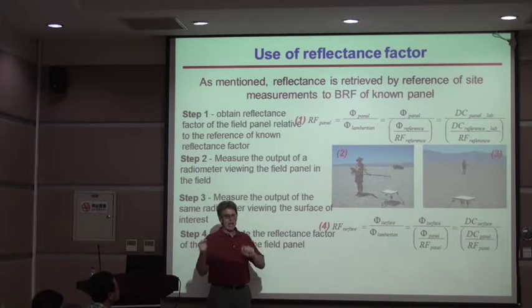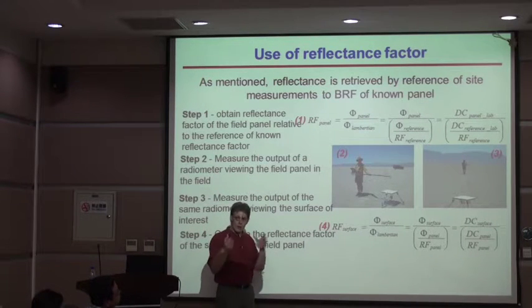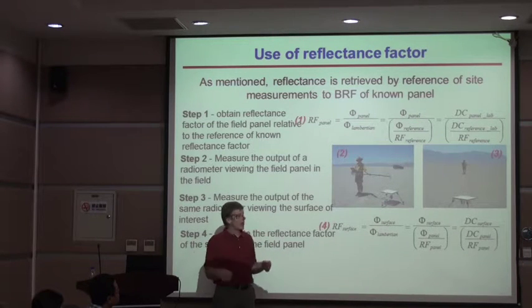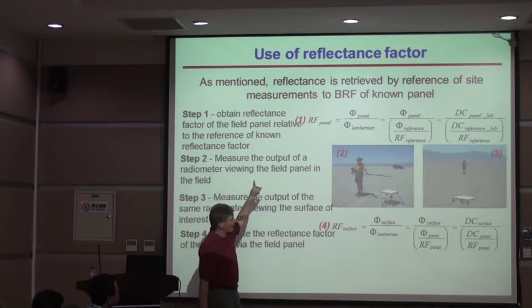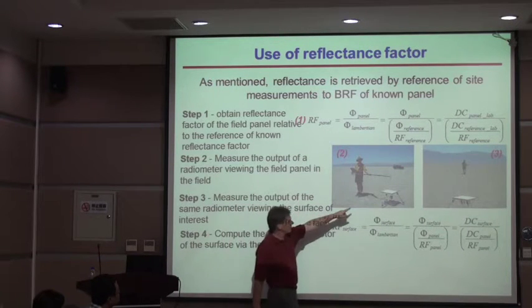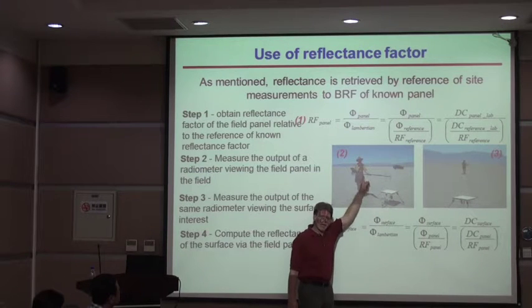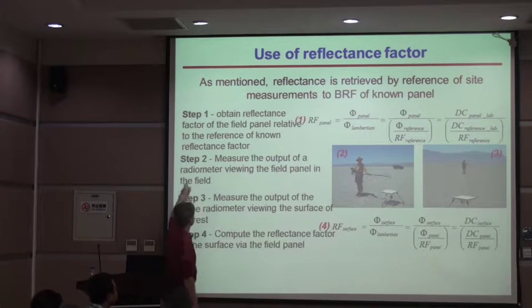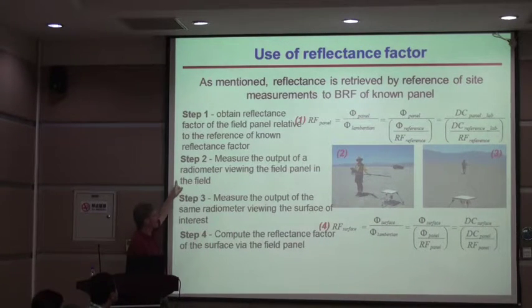Technically, it's a biconical reflectance factor because the radiometer has a cone incident, the light has a cone incident. So we're already making an approximation there. So we have bidirectional reflectance with biconical measurements. I take that panel outside and I look at it. So that's step two. Measure the output of the radiometer viewing the field panel in the field. Step three is go out for a walk.